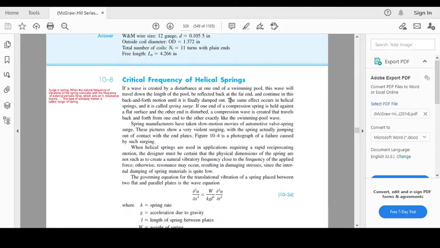The same fact occurs in a helical spring, and it's called spring surge. What does spring surge mean? I think spring surge is when the natural frequency of vibration of the spring coincides with the frequency of an external periodic force which acts on it. Resonance occurs. This type of vibration motion is called surge of spring. If one end of a compression spring is held against a flat surface and the other end is disturbed, a compression wave is created that travels back and forth from one end to the other like a swimming pool wave.